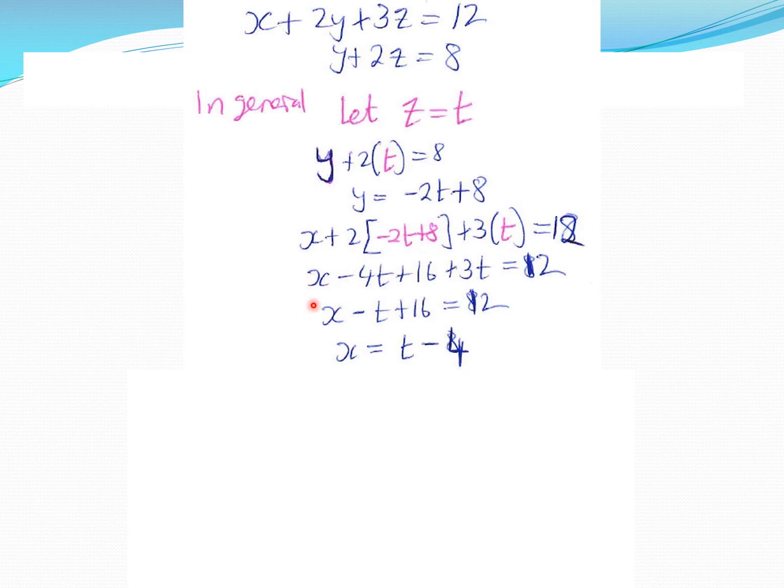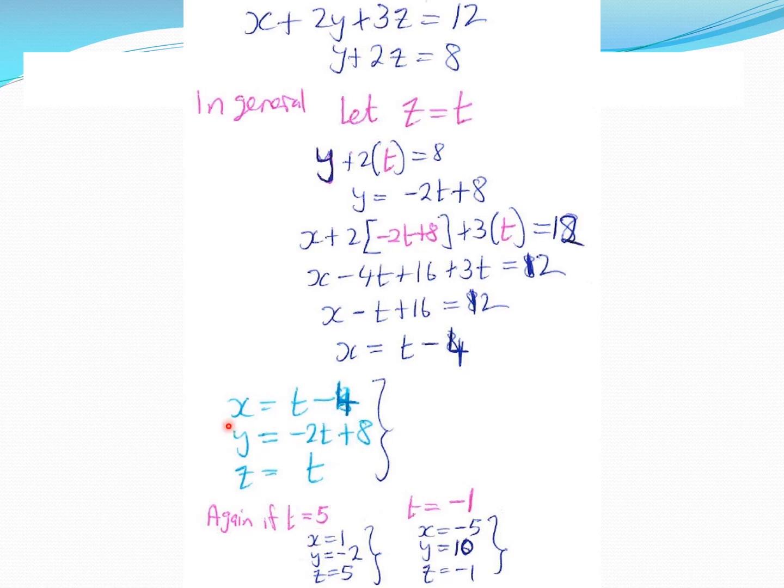So we tidy up that equation. x minus 4t plus 2 8s are 16, plus 3t equals 12. And then we have minus 4t and 3t gives us minus t. So x minus t plus 16 equals 12. x equals, add t to both sides, and we get t, and take 16 away from both sides. x equals t minus 4.